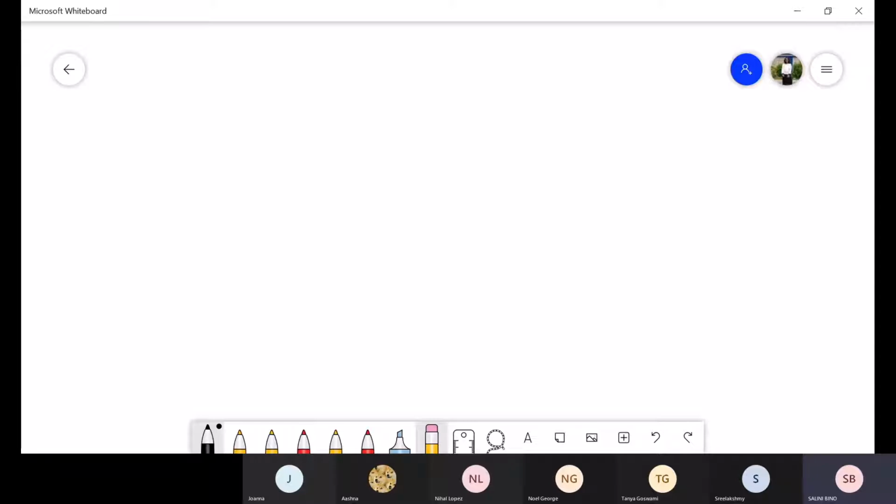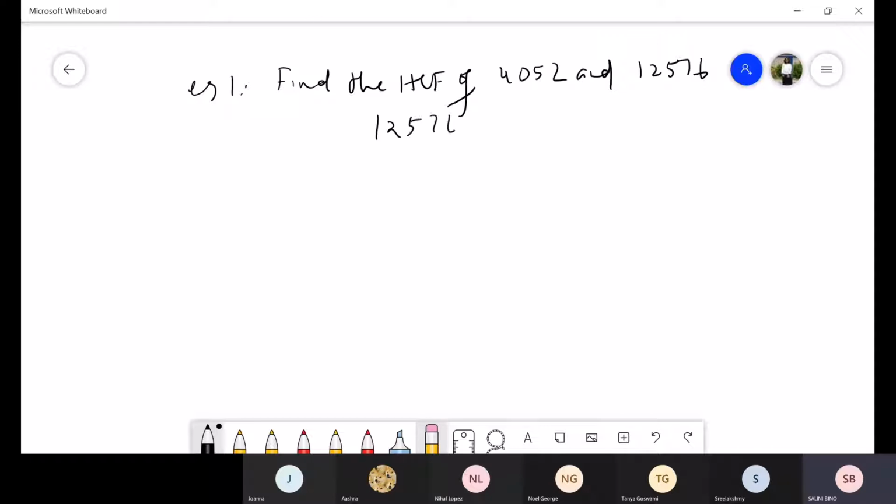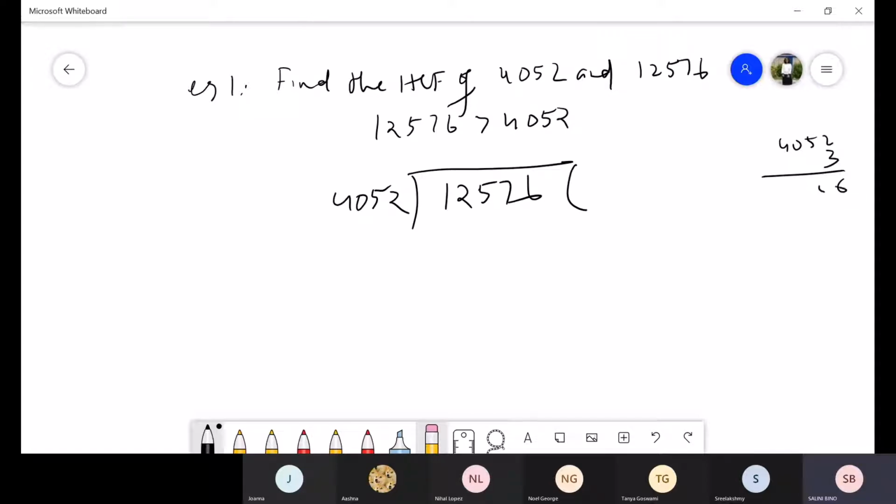Use Euclid's algorithm to find the HCF of example 1 in the textbook. Find the HCF of 4052 and 12,576. Here you can see that 12,576 is greater than 4052. So you can divide 12,576 by 4052. 4052 into 3 is 12,156.